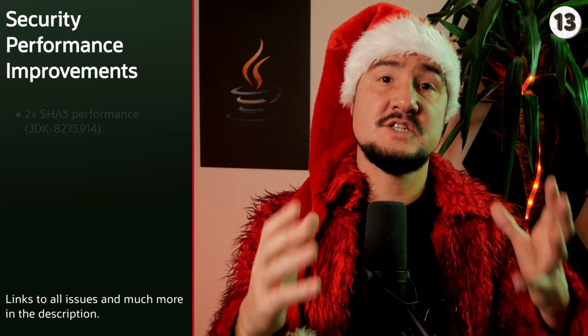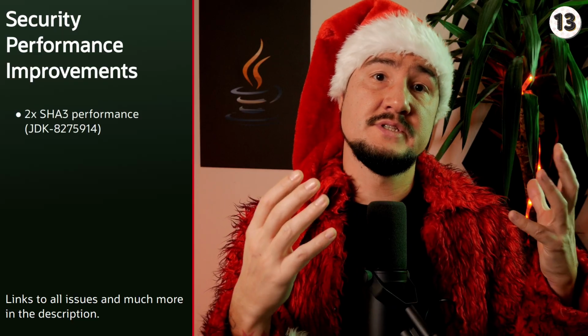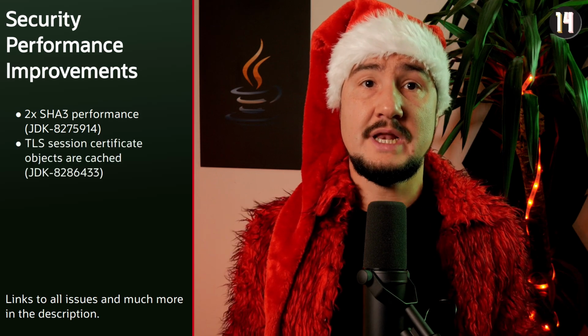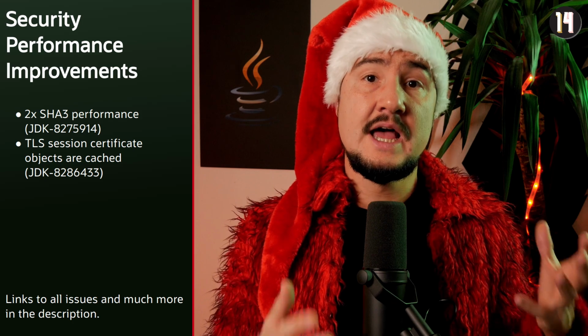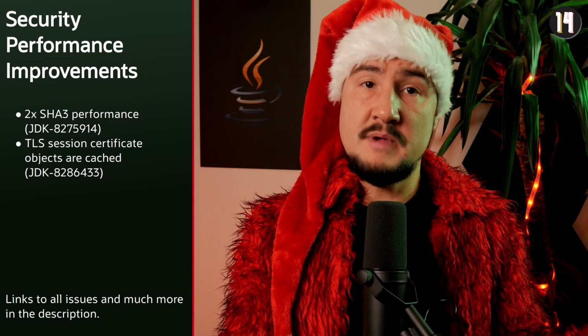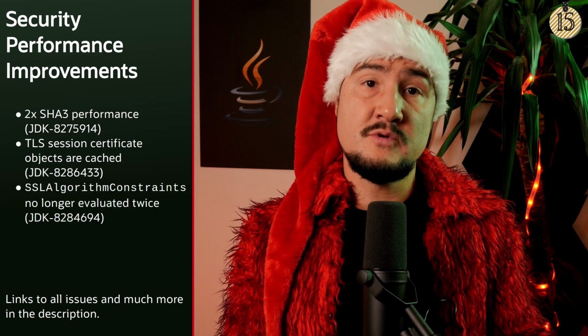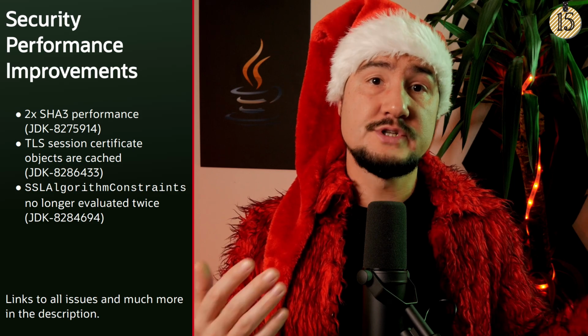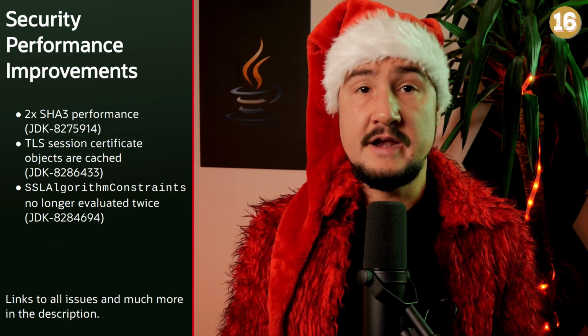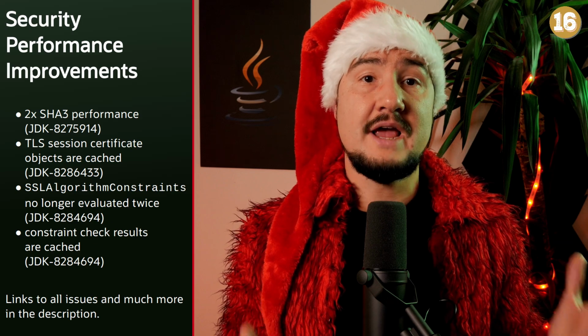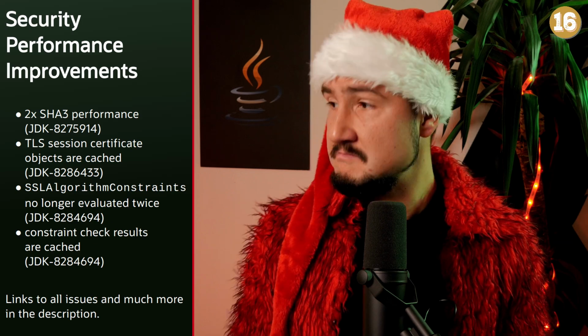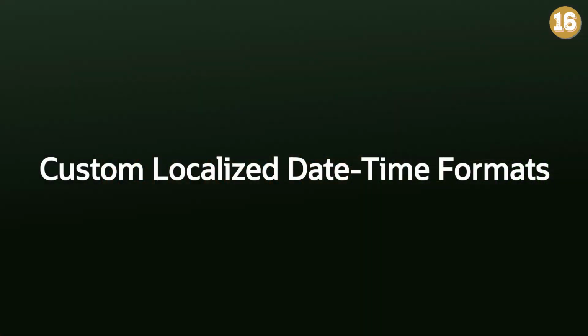JDK 19 ships with several performance improvements for security-related code. The JDK's SHA-3 message digest algorithm performance has been increased by up to 2x. The local certificate objects used to resume a TLS session from stateless session tickets are now cached and reused, which reduces memory consumption. SSL algorithm constraints are no longer evaluated twice, which increases TLS handshake performance. Another speed up in the same area comes from caching the results of constraints checks. Got all that? Me neither, but good to know that Java gets faster.